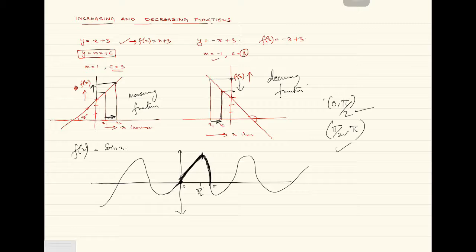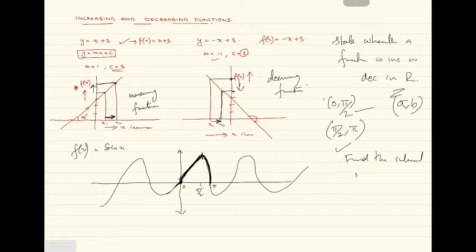You may be asked to prove that, or state whether a function is increasing or decreasing in R, or in a certain interval, (a, b). They may ask you whether the function is increasing or decreasing in a certain interval. The interval may be already given. The other case, they may ask you to find the interval, the other type of sum in which the function is increasing or decreasing. They may ask you this way also.